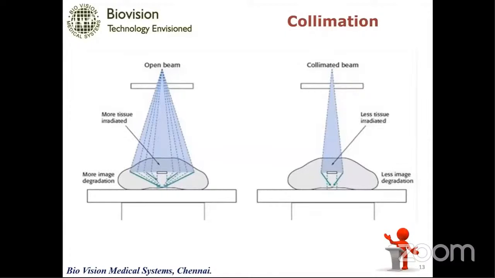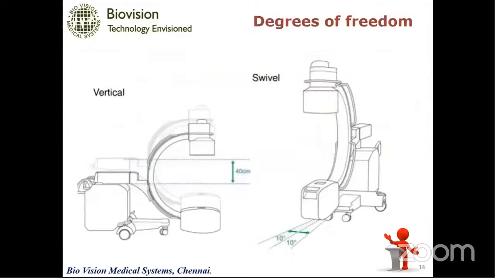When I have an open beam, the scattering is also high, so the image degradation will also be greater. When it is collimated, there are two advantages. One, the image quality is improved. The patient is also given less radiation, and in turn, the technician is also given less radiation. This is the idea of using a collimator.